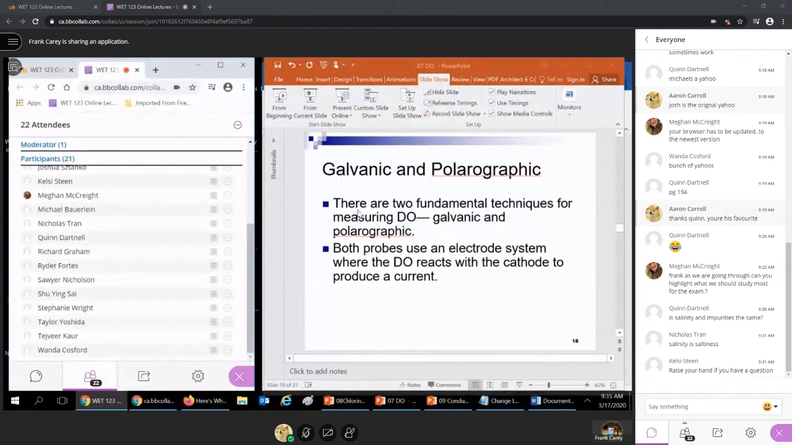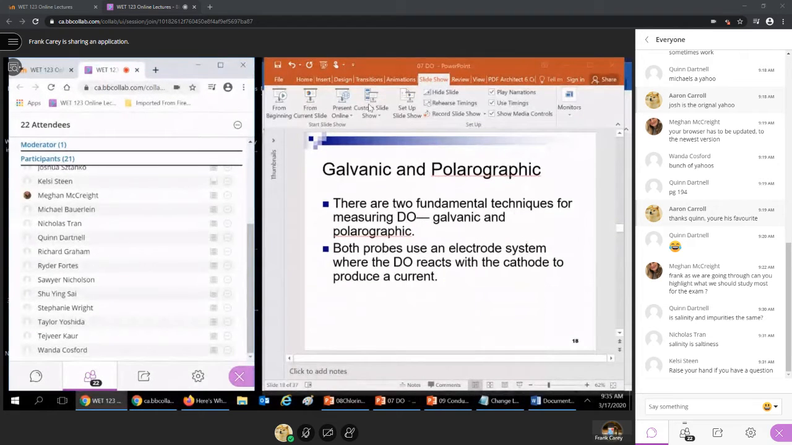Usually called, well, both. Polarographic, just for our course, is good enough. Both have an anode and cathode, and both are basically obsolete now. The polarographic came out, I believe, darn, I used to know the date, early 1900s. So it's been around for a very long time.